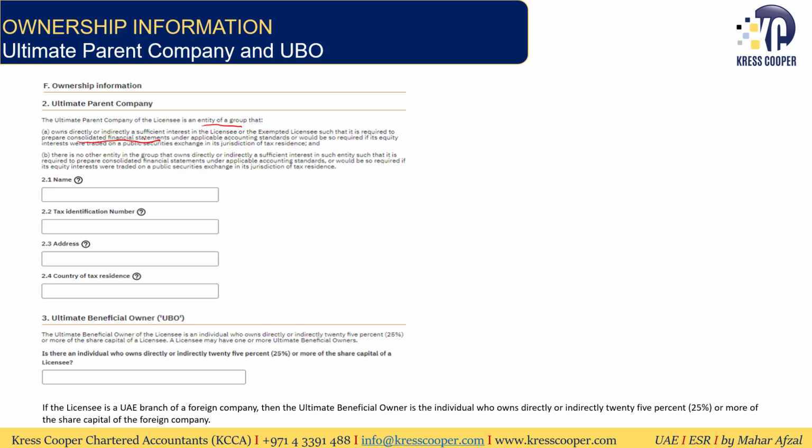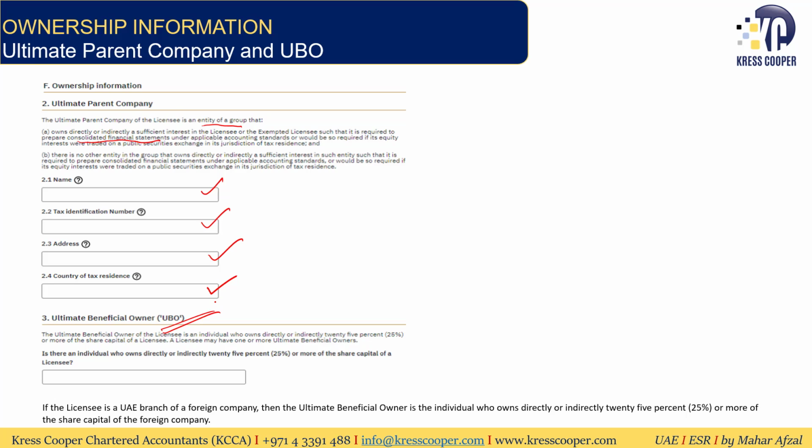They said we will be required to provide the information about the ultimate parent company as well. We need to provide their name, tax identification number, address and country of tax residence as well. The third category is the ultimate beneficial owner. Who is the ultimate beneficial owner? We need to provide the information about the ultimate beneficial owner as well.